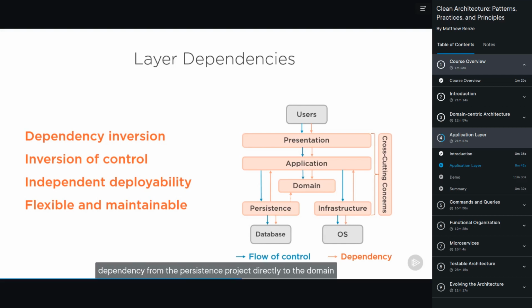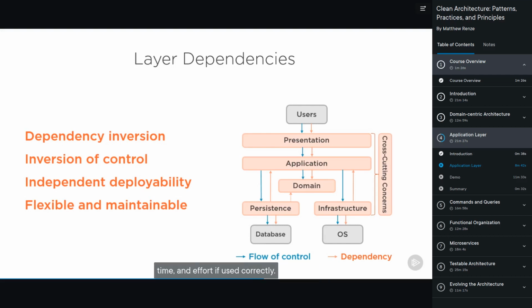Please also note that sometimes we need to add an additional dependency from the persistence project directly to the domain project when using an object relational mapper, that is an ORM. This is the dashed orange arrow in the diagram on the right. This is necessary for the ORM to map domain entities to tables in the database, since the persistence layer needs to know about the entities contained in the domain layer. Using an ORM is optional when creating clean architecture, but it can save a tremendous amount of development time and effort if used correctly.